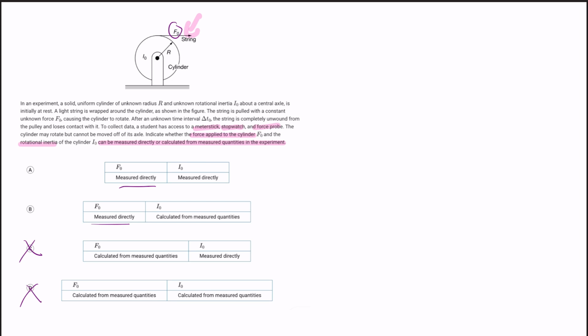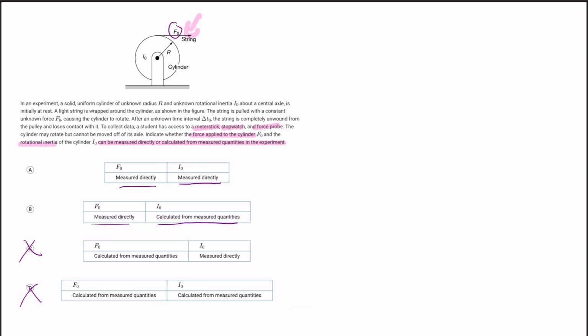All right, now between A and B, the difference is that it's saying that the moment of inertia can be measured directly, or it can't. It can be calculated from measured quantities. And with my expertise, I am automatically going to go with B because I know that I don't have a way of measuring the density of the cylinder, so it'd actually be really difficult for me to measure the moment of inertia.